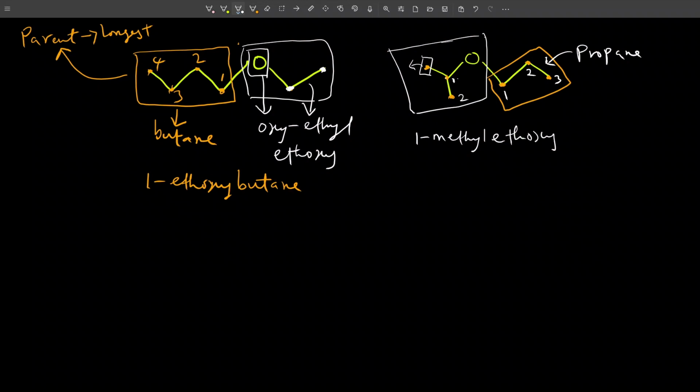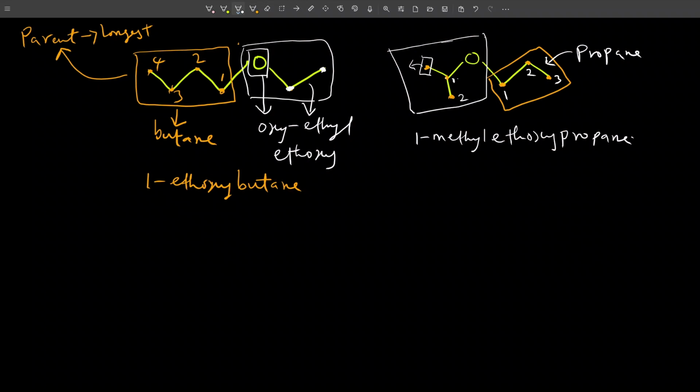One methyl. Do you know why it is ethoxy? Because the longest chain is ethyl attached to an oxy group, that's ethoxy, and we have a substituent attached to the ethoxy, which is on number one carbon of the ethoxy. So that's why I said one methyl ethoxy, and the name of the parent is propane. So this becomes one methyl ethoxy propane.